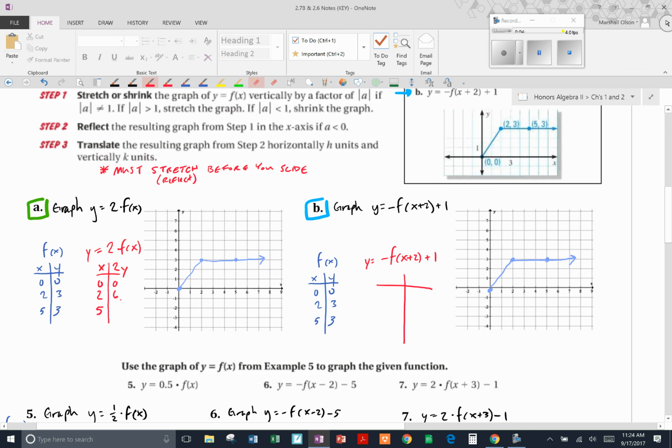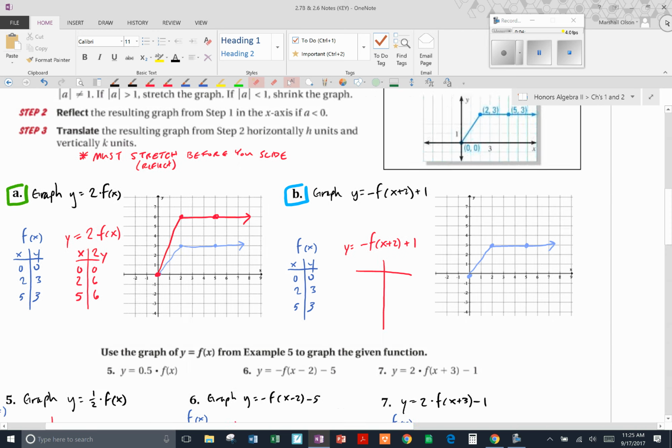0, 6, and 6. And now I'm going to plot those 3 points, (0, 0), (2, 6), and (5, 6). And you can see that this has vertically stretched the graph. The point (0, 0) remains where it is because it was on the x-axis. So when you stretch something vertically, since it wasn't shifted at all, anything that's on the x-axis will stay where it is. And you can see it visually looks like it was stretched by 2.